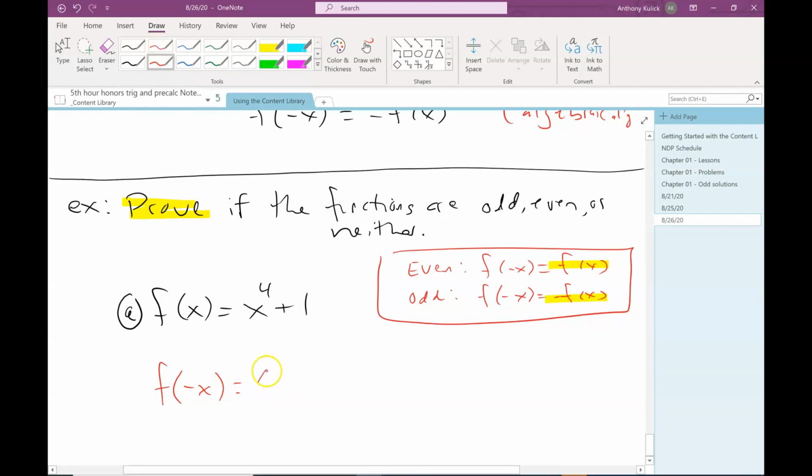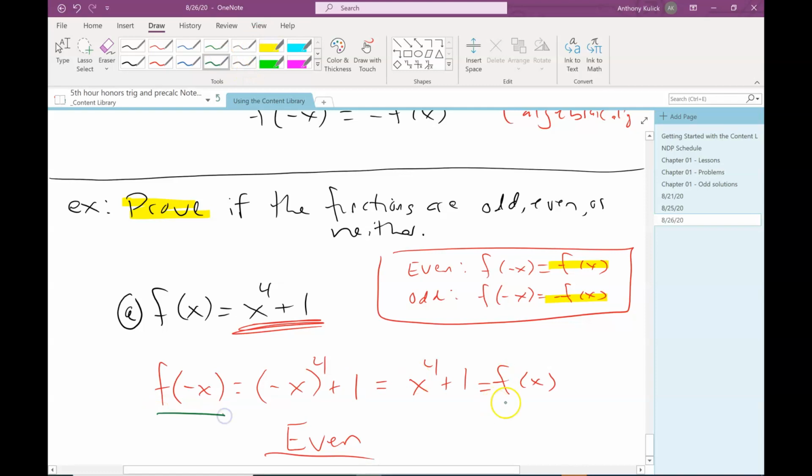So when I do f of something, basically I'm just going to be plugging negative x's in place of the x's. Everybody's okay with that? Now what's negative x to the fourth give me? Just x to the fourth, right? 4 negatives make a positive, which is exactly what f of x is. So I can conclude this is even, because I have shown that f of negative x is equal to f of x. And that's our definition for even. So is the logic and reasoning okay there?